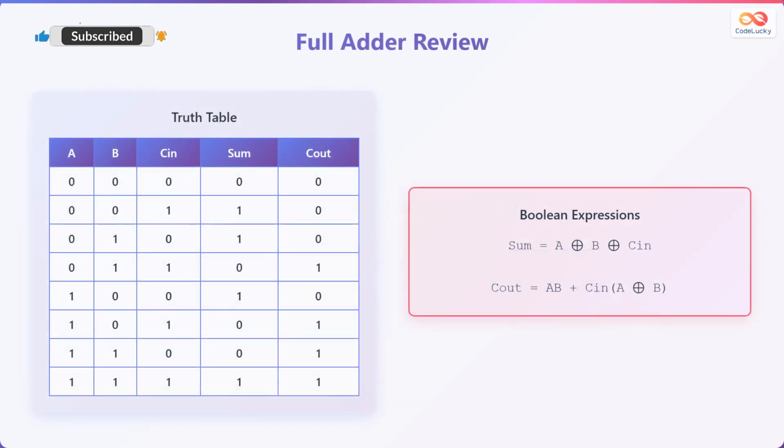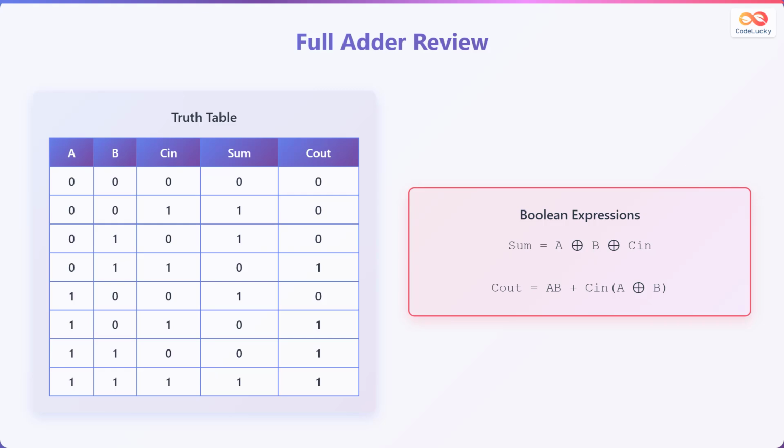Let's quickly review the full adder. This table shows the truth table of a full adder. When A, B, and carry in are 0, the sum and carry out are 0. With inputs 0, 0, and 1, the sum is 1 and the carry out is 0. For inputs 0, 1, and 0, the sum is 1 and the carry out is 0. For inputs 0, 1, and 1, the sum is 0 and the carry out is 1.